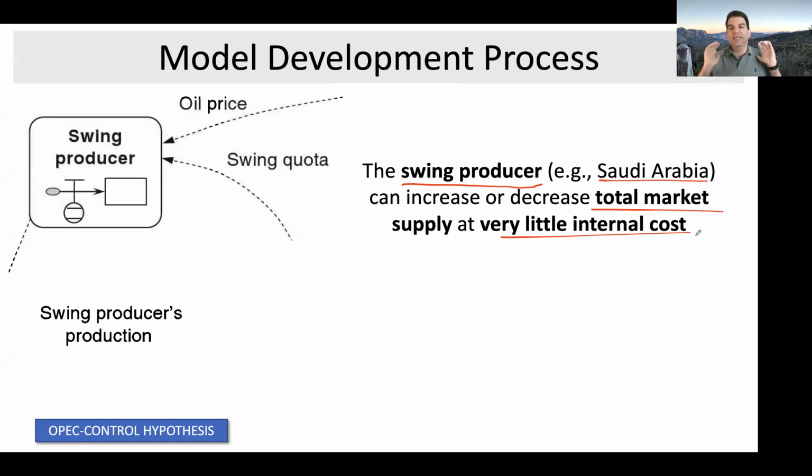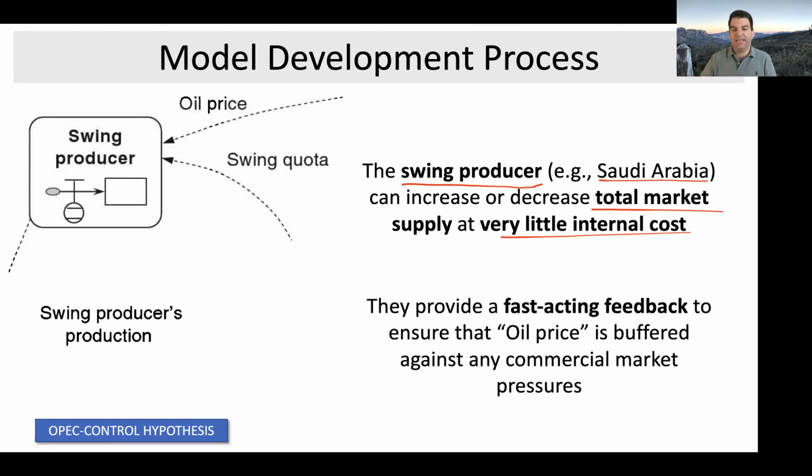So they can just use oil as a mechanism for controlling the rest of the world. So they have a fast acting feedback to ensure that oil price is buffered against any commercial market pressures. So they can just effectively choose what oil has to be.